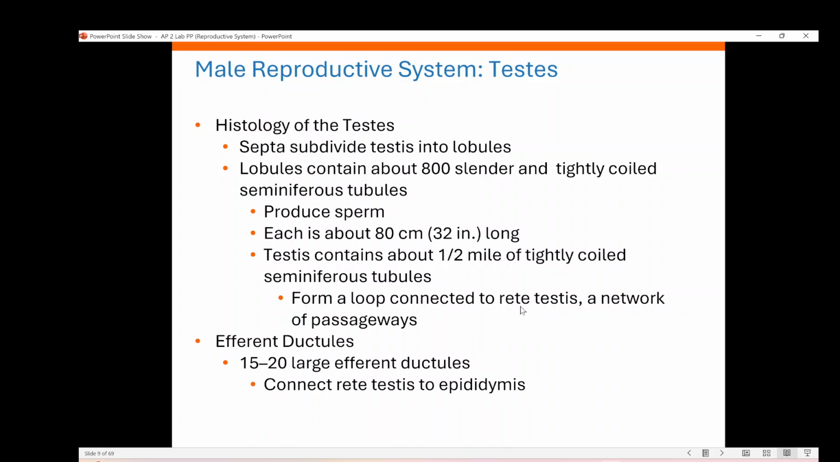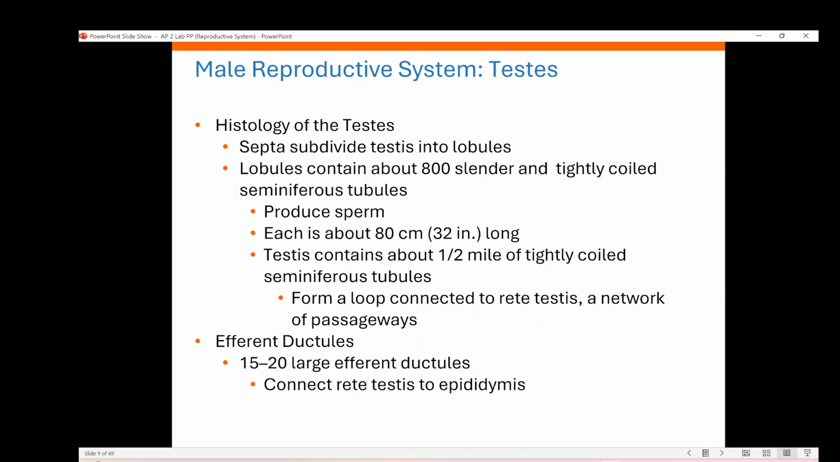Okay, so that was right here. So this is what the rete testis is. And as I mentioned, just from the picture, from the rete testis, the sperm is now going to move into these kind of large efferent ductules. There's about 15 to 20 of them, and they're known as the efferent ductules. Think of E for exit, right? They're going to be exiting the testicle and going into now another structure called the epididymis.